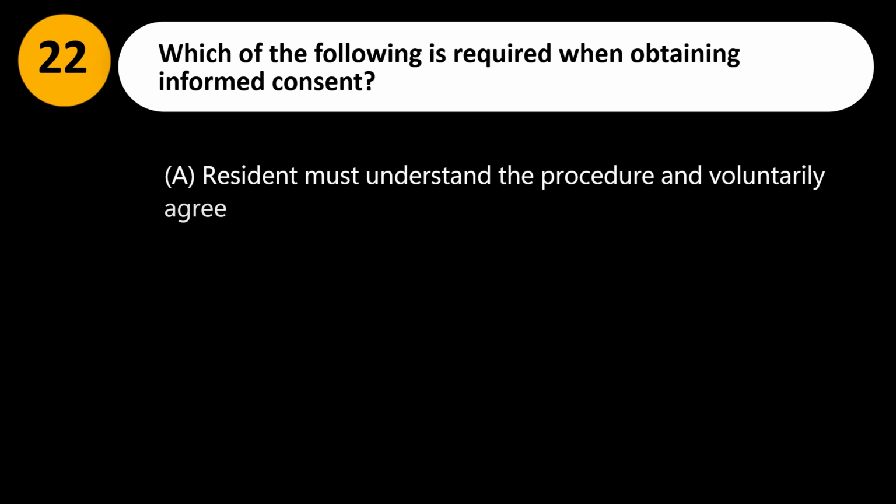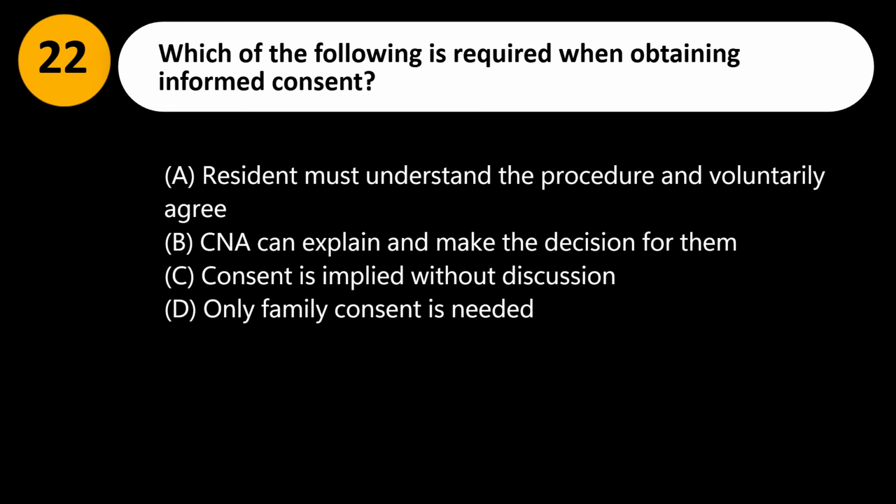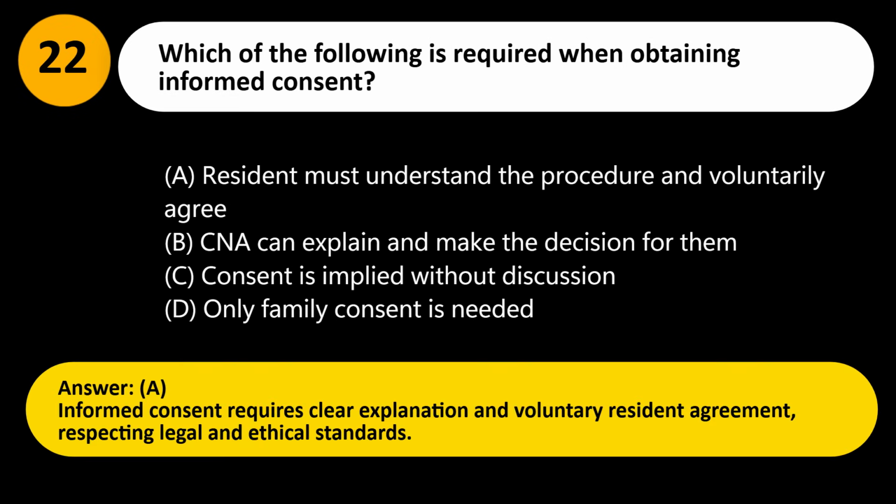Which of the following is required when obtaining informed consent? A. Resident must understand the procedure and voluntarily agree. B. CNA can explain and make the decision for them. C. Consent is implied without discussion. D. Only family consent is needed. Answer: A. Informed consent requires clear explanation and voluntary resident agreement, respecting legal and ethical standards.